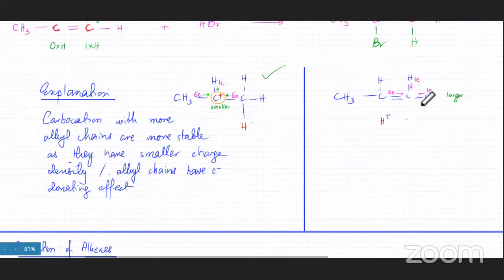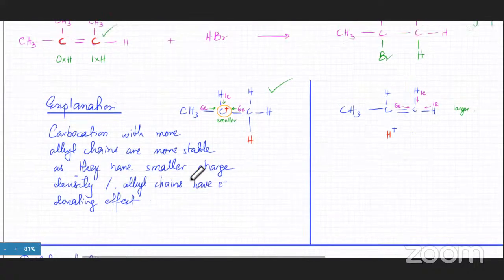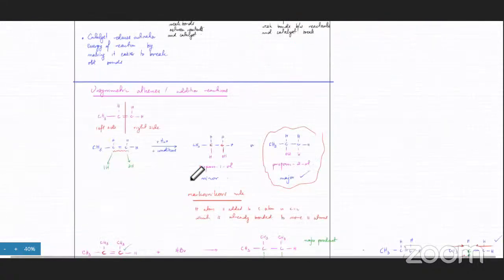The carbocation that would be bonded with fewer carbon chains is going to be unstable because its positive charge is going to be much higher, which is why it won't allow the H plus to take away the electron. So the intermediate carbocation would always be the stable carbocation.